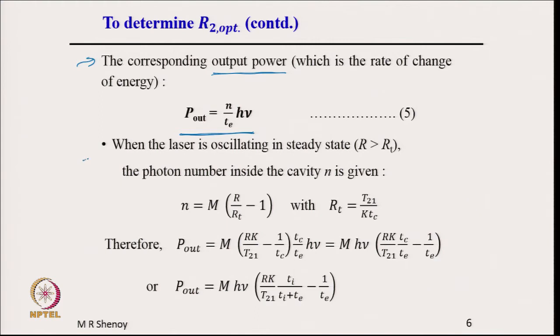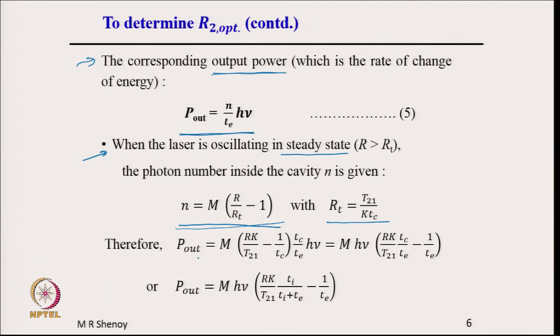When the laser is oscillating in steady state, we know that the pumping rate R is greater than RT, and therefore, the photon number inside the cavity n is given by this expression. We derived this in the last lecture, for R less than RT, R equal to RT and R greater than RT, that is above threshold. So, when a laser is oscillating in steady state, which means above threshold, the pumping rate is greater than the threshold pumping rate, and therefore, n is given by this expression. We have got this analytical expression with the RT, the threshold pumping rate, as T21 by KTC.